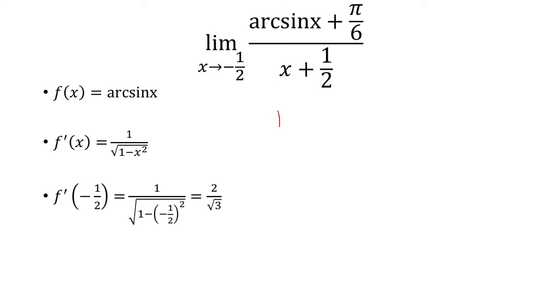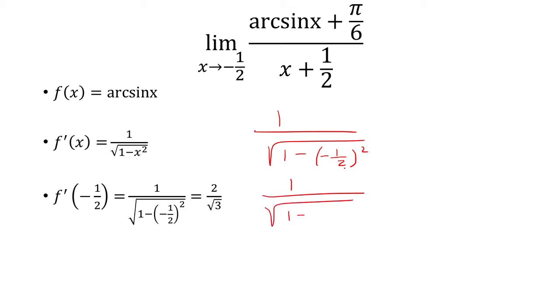Okay, so I skipped a couple steps here, but let's go over them. First thing you want to do is square the negative 1/2. Negative 1/2 squared is 1/4. Okay, 1 minus 1/4 is 3/4. Okay, now I'm going to break up the square root as root 3 over 2, and that's just taking the reciprocal of root 3 over 2, which is 2 over root 3. And so our limit will be 2 over root 3.